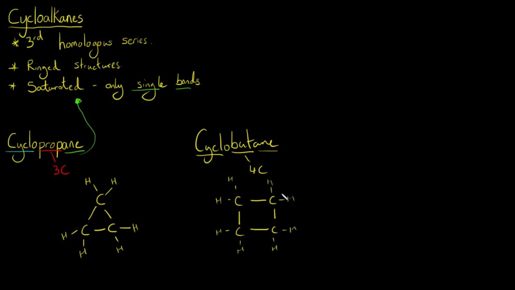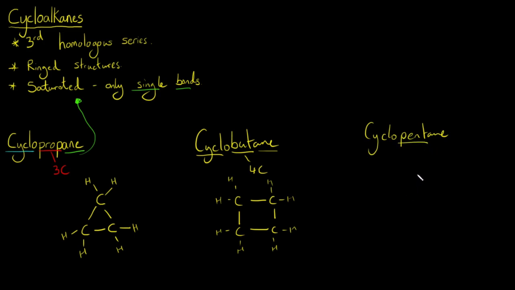Putting in the hydrogens as well, and there we have it. There's our cyclobutane molecule. And we could even look at a third one here, because if we look at a third one, we might be able to figure out the general formula for the cycloalkanes as well. So let's look at cyclopentane.